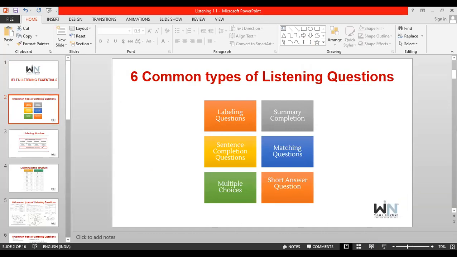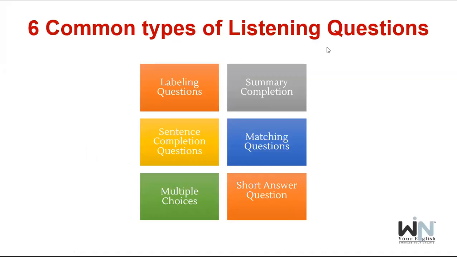So there are basically 6 common types of listening questions you will encounter in the real IELTS exam. First is labeling questions, where you need to label the paragraph. Summary completion: you will be given a summary with some blanks, and you need to listen to the information and fill in the summary. Sentence completion: there will be half sentences, and you need to complete them after listening.